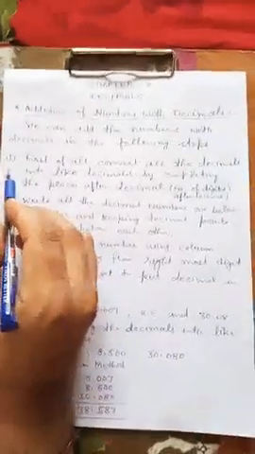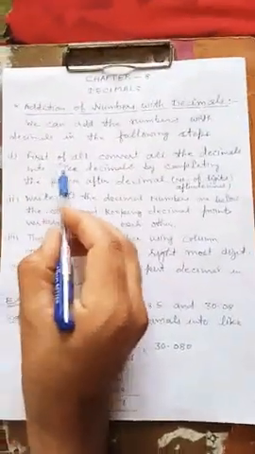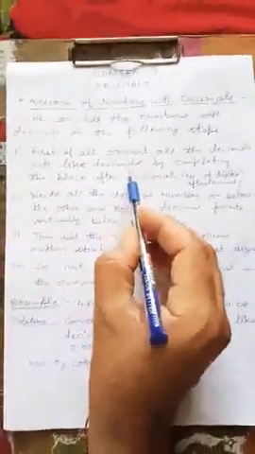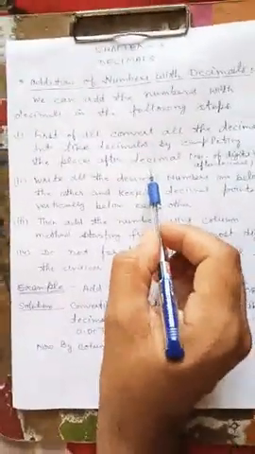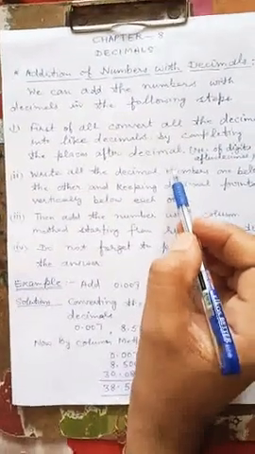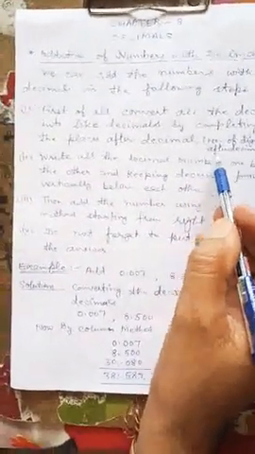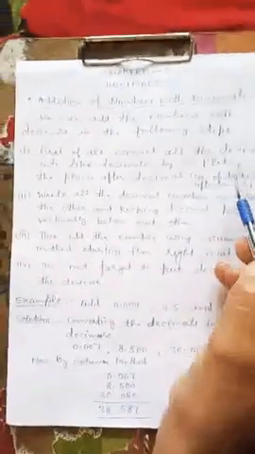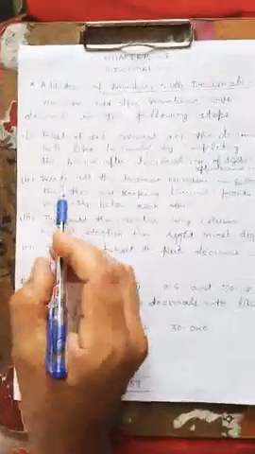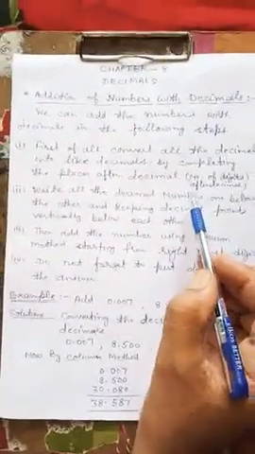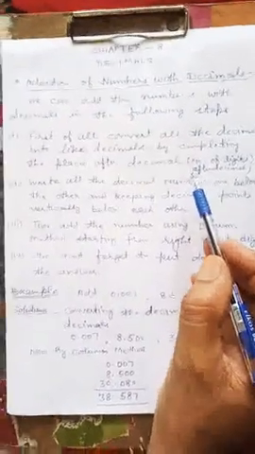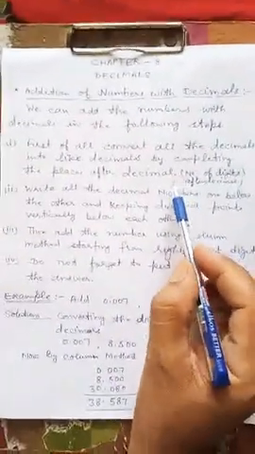The first step is, first of all, convert all the decimals into like decimals by completing the places after decimals. It means we have to make the number of digits after decimal same. Now, how to convert the decimals into like decimals? We can do this by putting the 0 at the end of the decimal number.